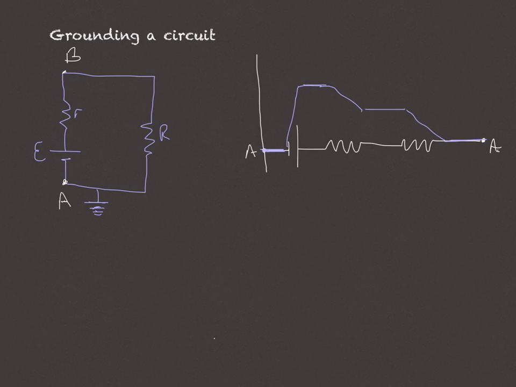If we change the location of the ground, something else has to happen. Now I can't erase that, so I'm just going to scribble that out. I'm going to move the ground up here. All right, so now everything at every point along here has a zero potential.